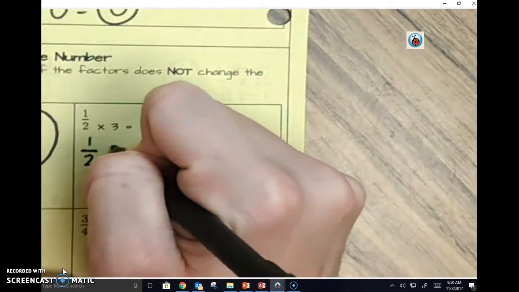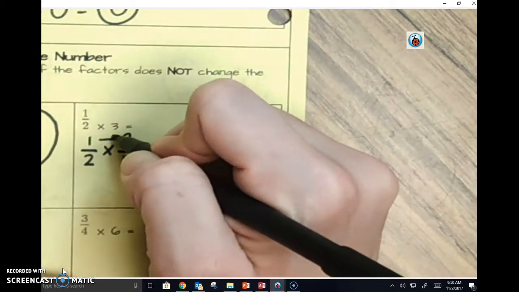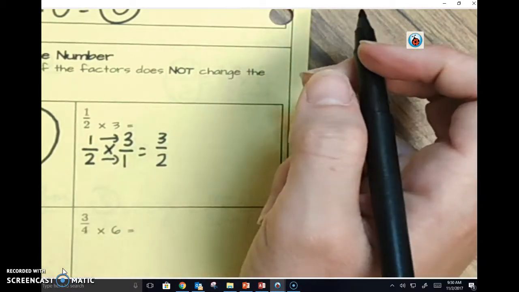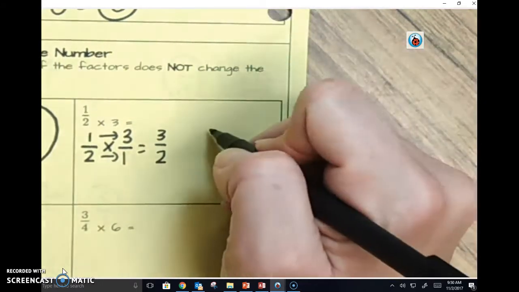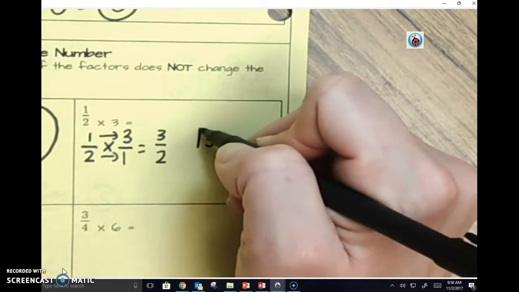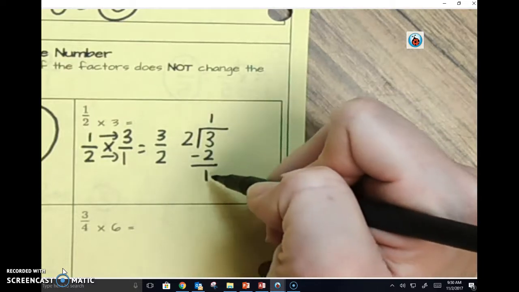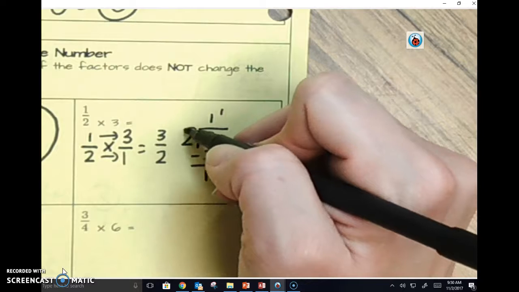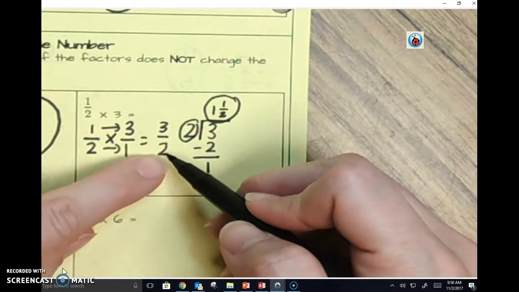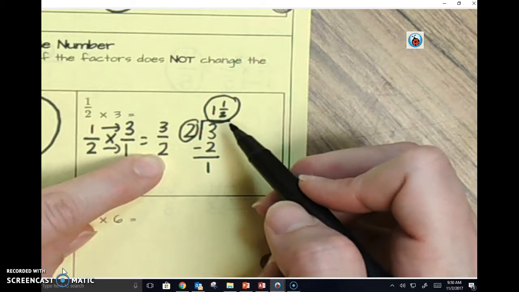Can I do the next one? 1/2 times 3 over 1. 1 times 3 is 3. 2 times 1 is 2. It's going to be 1 1/2. But if you don't see that, we're going to divide. Top number divided by bottom number goes in there once. The remainder goes up to be our numerator. And the number on the outside is now our denominator. Guys, your denominator should be the same from this problem to this problem. If it's not, you wrote the wrong number there.